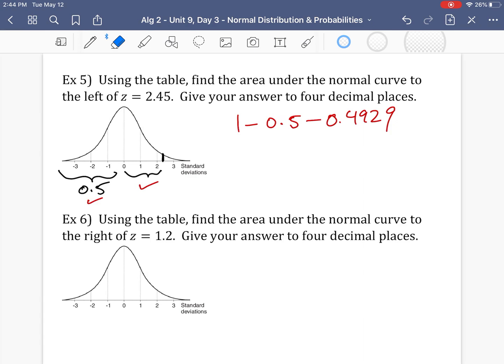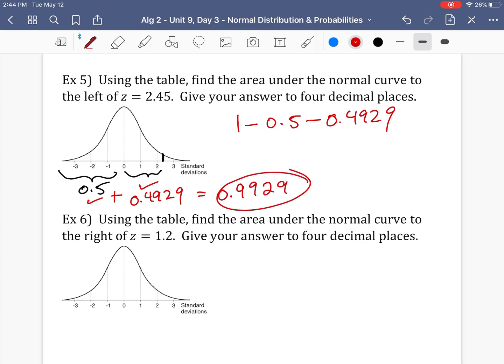So actually, I have the numbers that I need right here, 0.5 and 0.4929. So I actually have to add those together. So I get 0.9929. And this over here is just nonsense. All right, sorry about that.